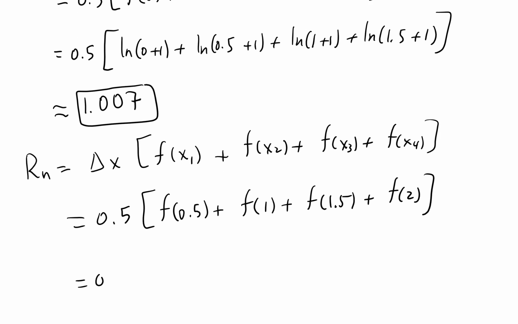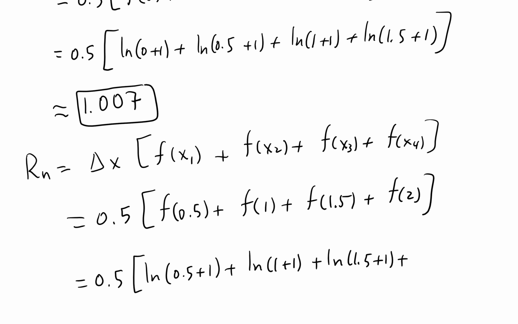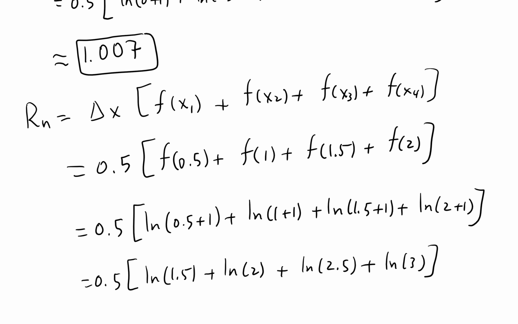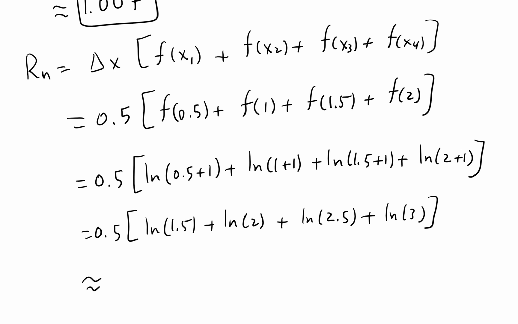Now we go to the function. Natural log of 0.5 plus 1. Natural log of 1 plus 1. Natural log of 1.5 plus 1. 2 plus 1. Of course, you can add those small numbers inside if you like. This is natural log of 1.5, natural log of 2, natural log of 2.5, natural log of 3. And we're going to put that into the calculator. So we got 1.557.